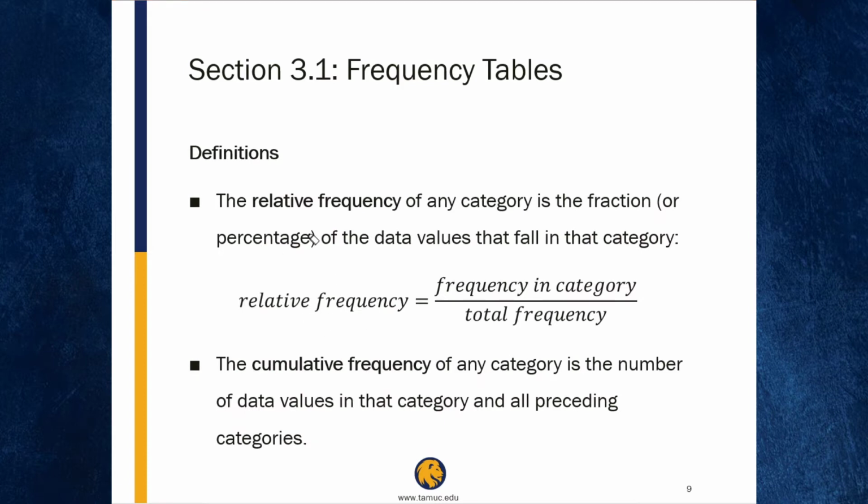And so here are the definitions. The relative frequency of any category is the fraction or percentage of the data values that fall within that category. And we calculate it by taking the frequency in the category divided by the total of all the frequencies. The cumulative frequency of any category is the number of data values in that category and all preceding categories added together.